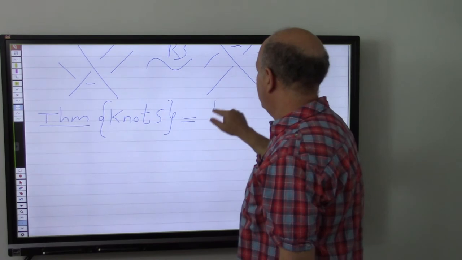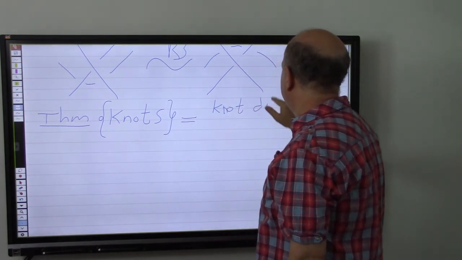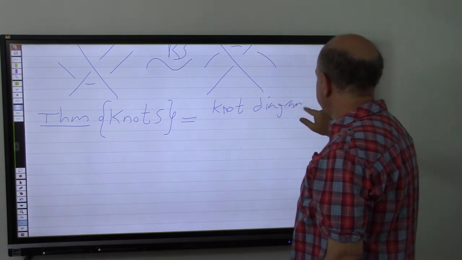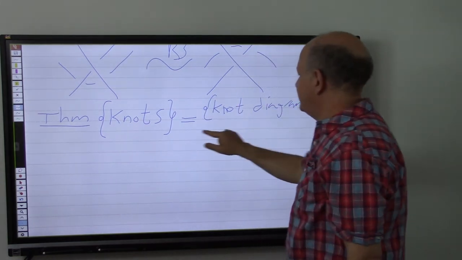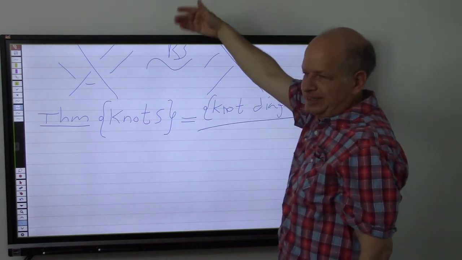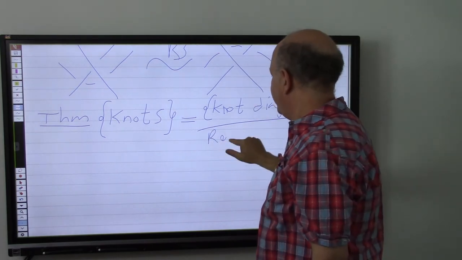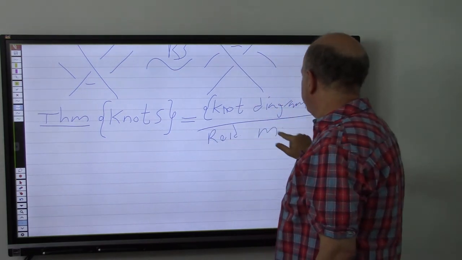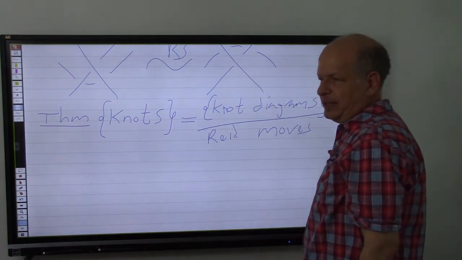So a knot is the same as, or said differently, the set of all knots is equivalent to the set of all knot diagrams modulo the equivalence relation generated by those Reidemeister moves. So modulo Reidemeister moves. Okay?